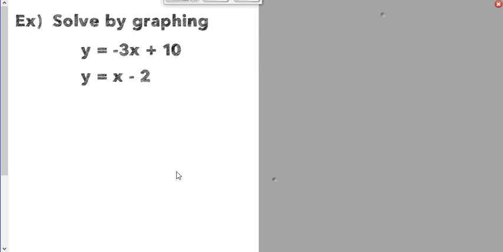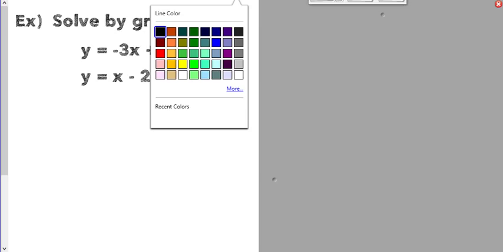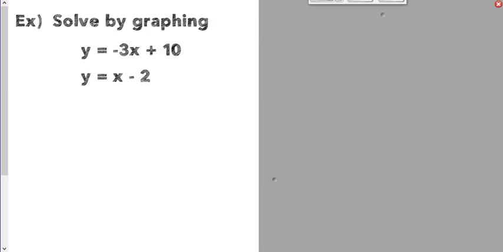All right, if I'm to solve this by graphing, the first thing that I want to do is make sure that these are in slope-intercept form. I'm lucky because both of these are. In this first equation, I've got that m equals -3 and my b equals 10. In the second one, I've got that m equals 1 and that my b equals -2.